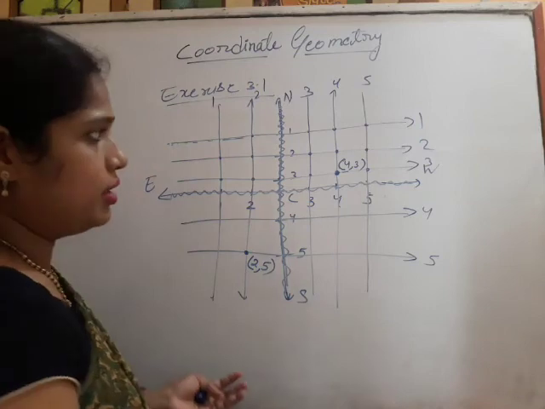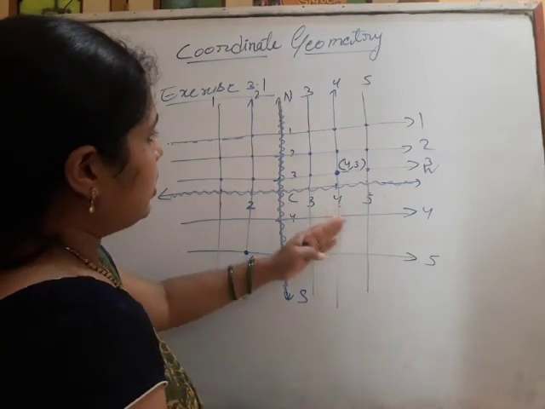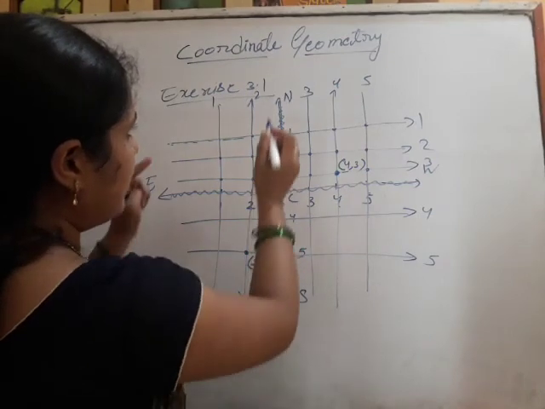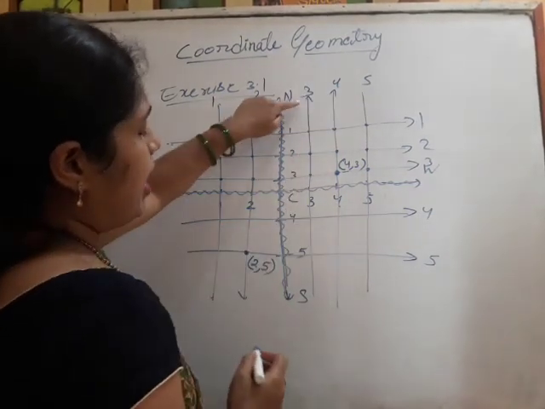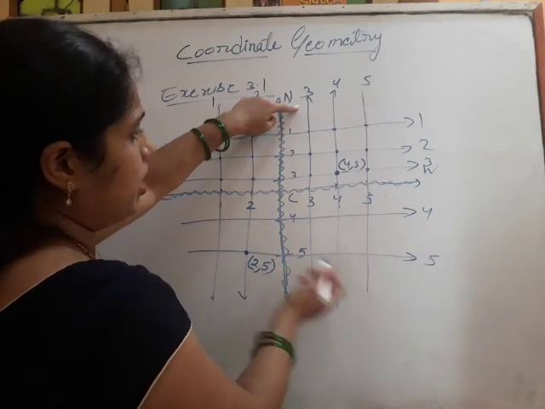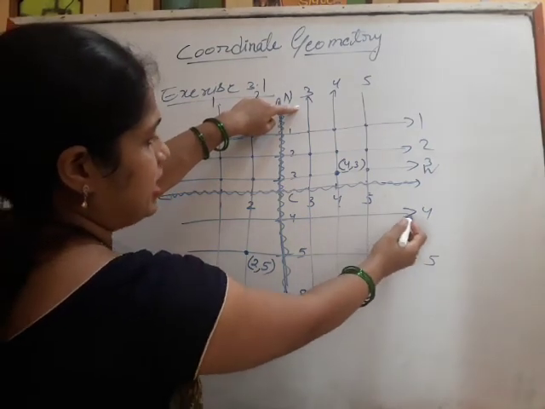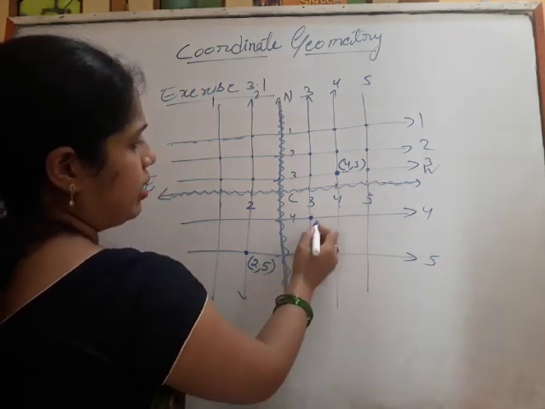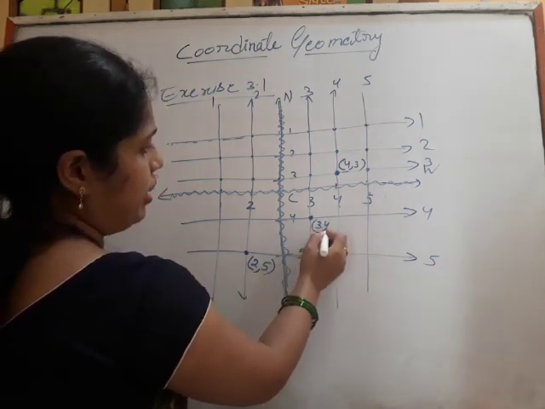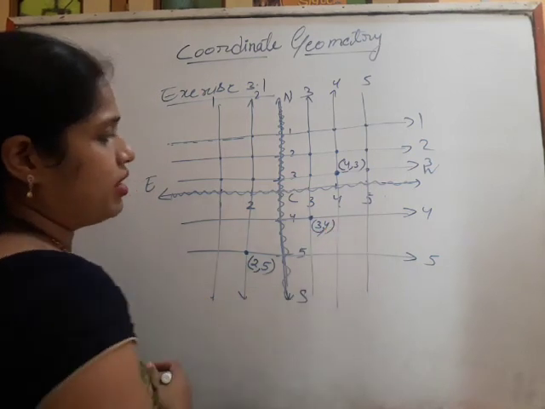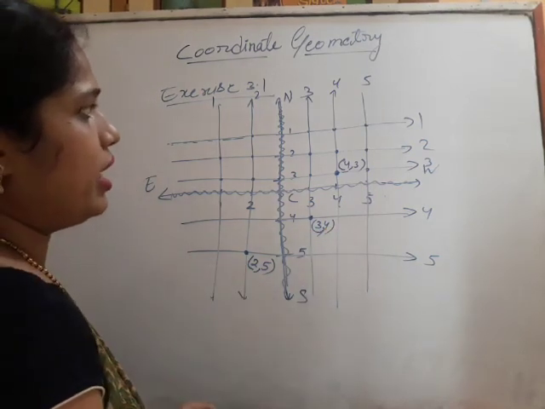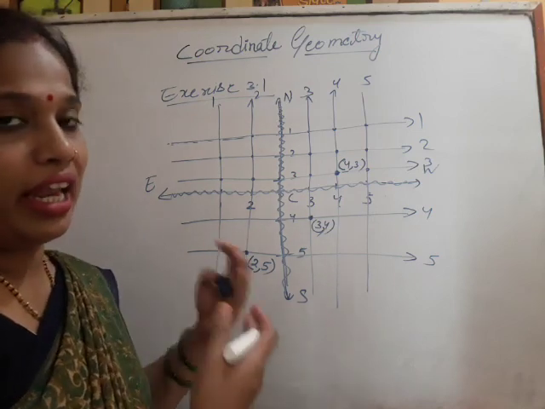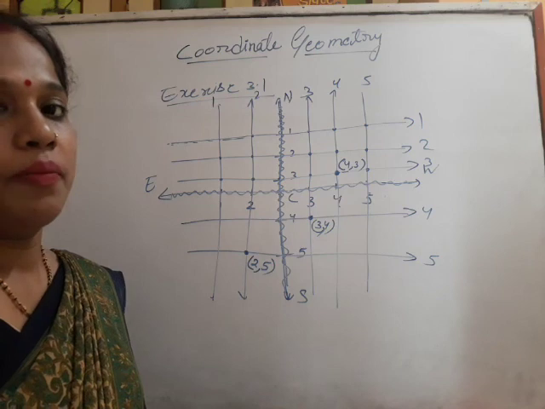Now 3, 4. The third street parallel to the north-south direction is this, and the fourth street parallel to the east-west direction is this. Where are they crossing? Here. So we can write 3 and 4. In this way we can find the value of a position in any situation like this. Thank you so much.